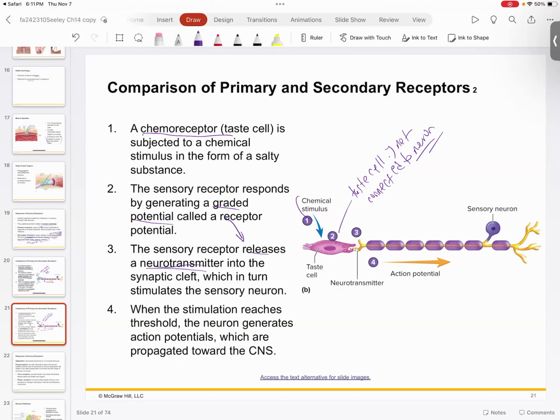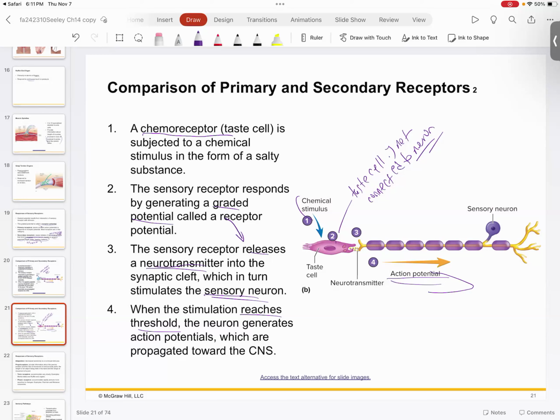Because they're not connected, the receptor potential will cause the release of the neurotransmitter, which will go across the synaptic cleft and stimulate the axon. So it'll basically rekindle the action potential in the axon by igniting it. That stimulation will reach threshold, and that'll fire off an action potential, which will then move down the axon toward the CNS.